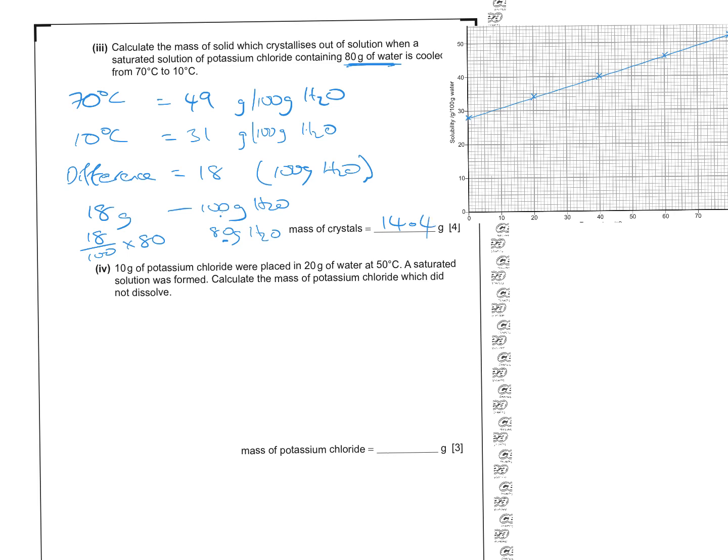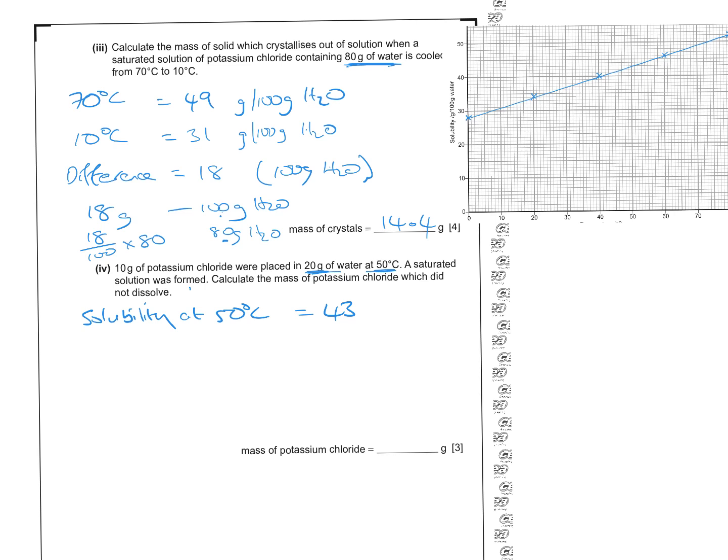Part 4, we've got 10 grams of potassium chloride in 20 grams of water at 50 degrees C. This is a saturated solution. Calculate the mass which did not dissolve. So again, what you've got to do is work out the mass that would dissolve in 100 grams of water at 50 degrees C. From my graph, I can see that's 43. Again, that's grams per 100 grams of water. I'm going to put it in this time.